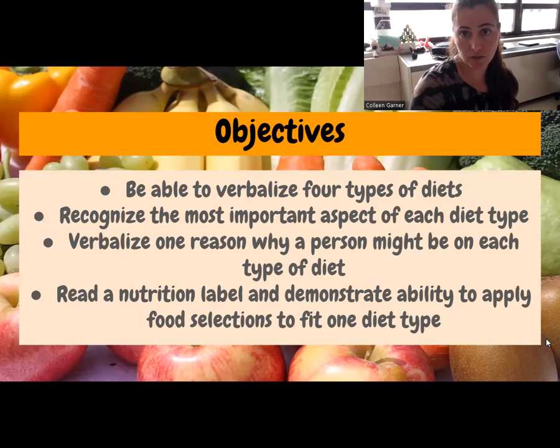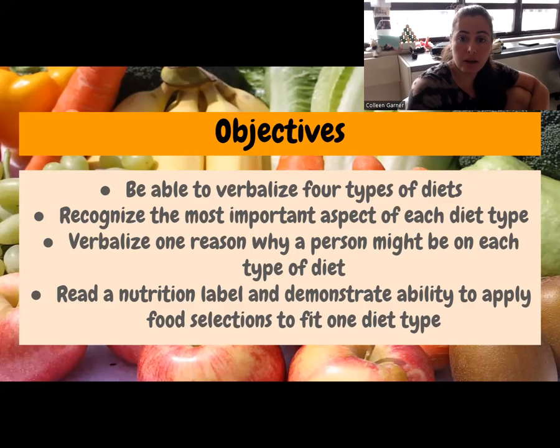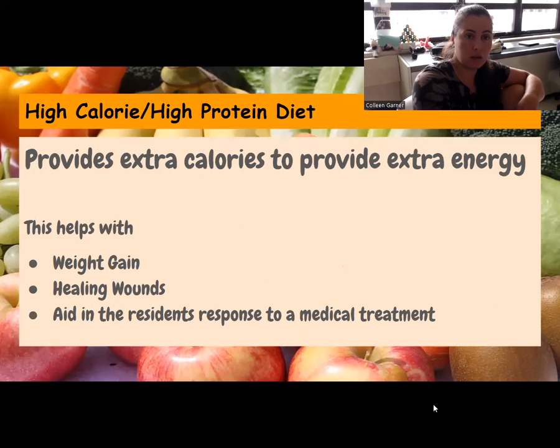Okay, so the objective of this particular page is being able to recognize the 4 types of diet, recognize the most important aspect of each diet type, verbalize one reason why a person might be on each type of diet, and read a nutrition label and demonstrate ability to apply food selections to fit one diet type. We'll be doing a Jamboard activity to follow up this lecture, and I'll have you guys create the Jamboard, and then I'll go through it with you in person on my next class day. So let's move ahead. Please make sure that you guys are taking notes.